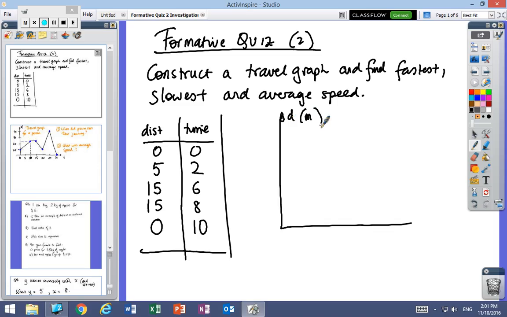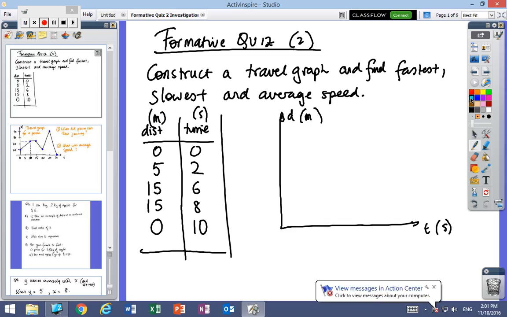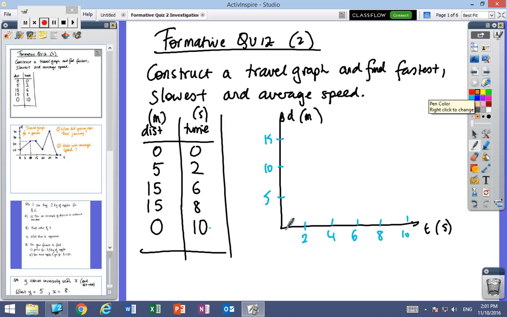Distance in meters, time in seconds, or what? I think it's that one, meters and seconds. So the scale goes up to 15: 5, 10, 15, and the time goes to 10 seconds: 2, 4, 6, 8, 10. Okay, 0, 0, 5 meters at 2, 15 meters at 6, 15 meters at 8, and back.